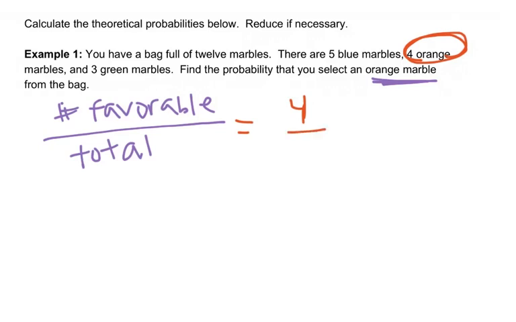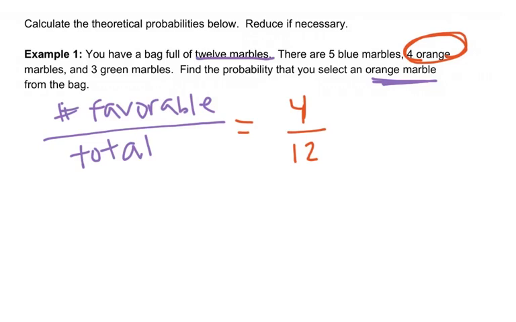Over. Now we need to find the total marbles in the bag. So how we can do that is you can either add all of them together, or if you read the first sentence of the problem, it says you have a bag full of 12 marbles, right? So we can put 12 right here on the bottom. And there's a 4 out of 12 chance that you're going to pick an orange marble.